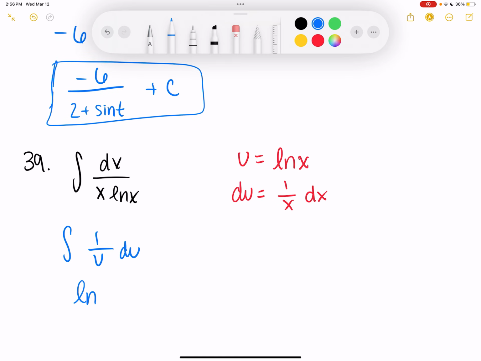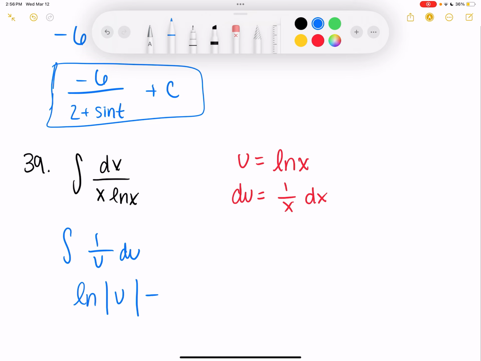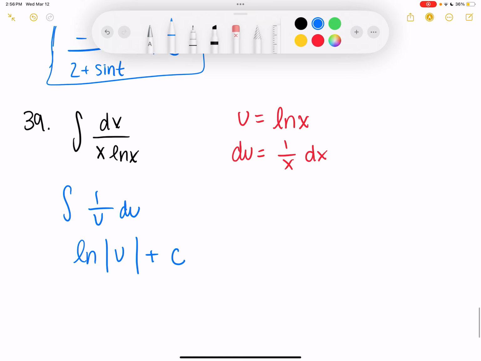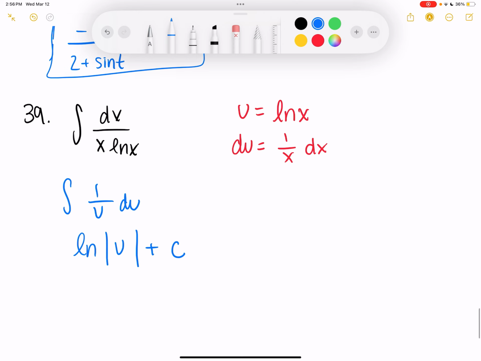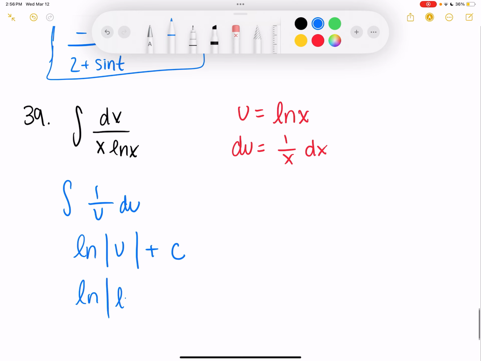And technically we should put absolute value because that value could end up being negative. Absolute value, plus C, and then we replace u with ln of x, plus C.